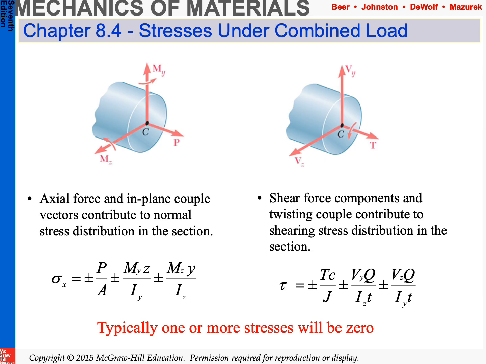On this particular slide is just a review of the components for normal and shear stress. For the normal stress, we have the axial component, P over A, and we have two in-plane couples, so those couples are in the plane and not normal to the plane. Typically, one of these will be 0.